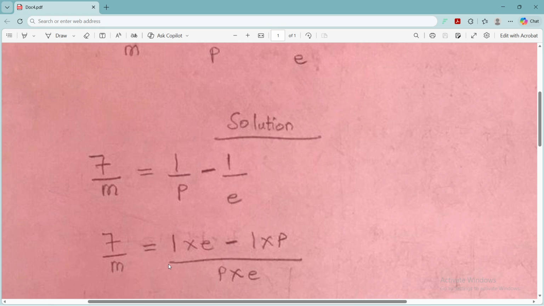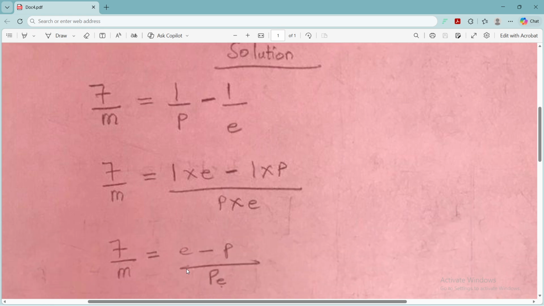So in simplifying further, we are going to have our new equation to be the fraction 7 divided by M equals the fraction E minus P divided by PE, right? 1 multiplying E will give us E, and minus 1 multiplying P will give us minus P, divided by P multiplying E, right? So we have our new equation as such, right?